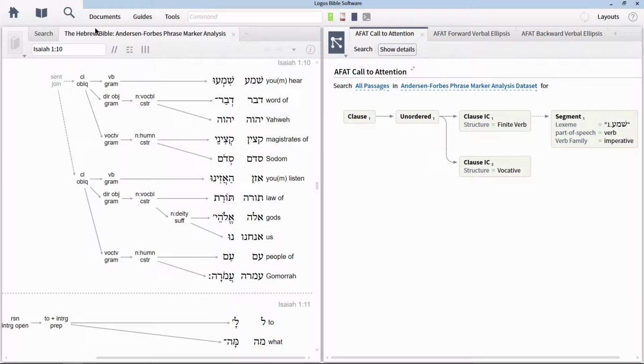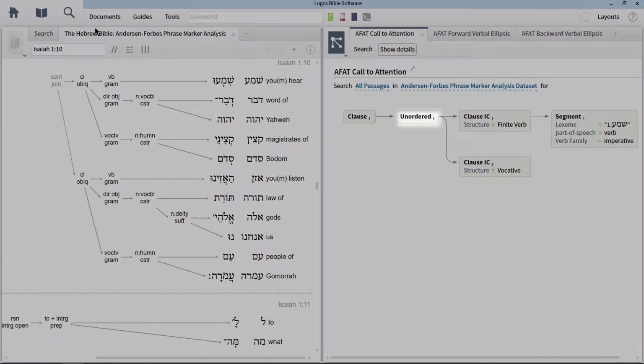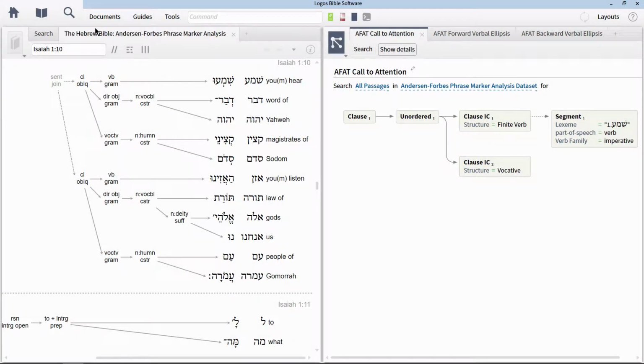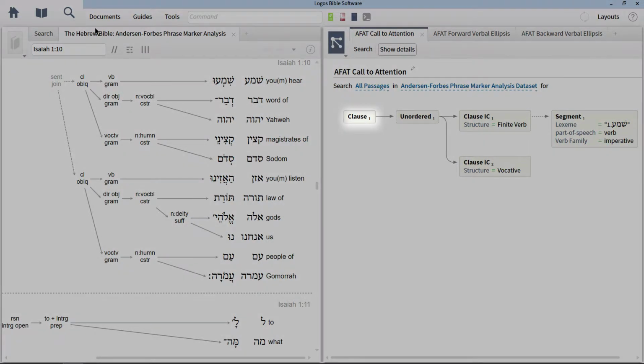What is interesting about this query is the use of the unordered node. We use this node because there are some instances that we are interested in where the vocative actually precedes the verb in the clause. By using the unordered node, we are telling Logos that the vocative and the verb can come in any order as long as they are contained in the same clause, as is denoted by the use of the clause node to the far left in our query.